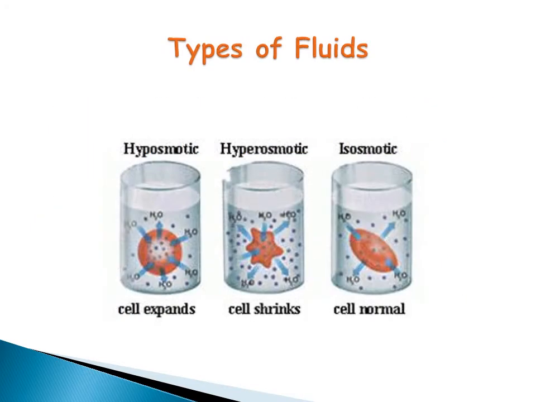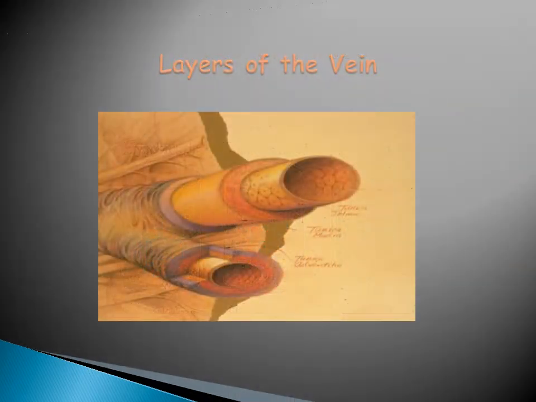Check the illustration of how the water moves in and out of the cell and how the cell reacts depending on the type of solution being administered to the patient. We will discuss briefly the anatomy and physiology of the different layers of the vein to understand the characteristics of each layer and how the IV therapy will affect them.